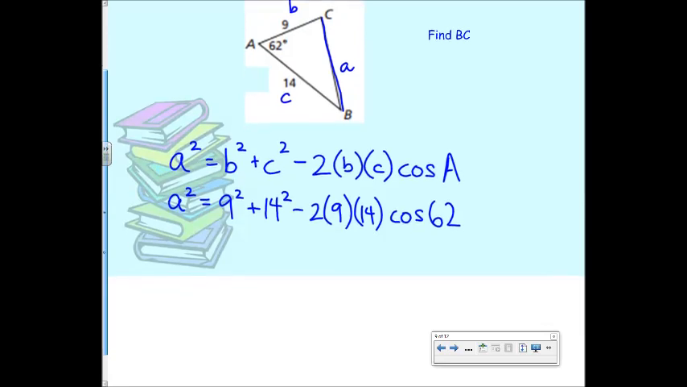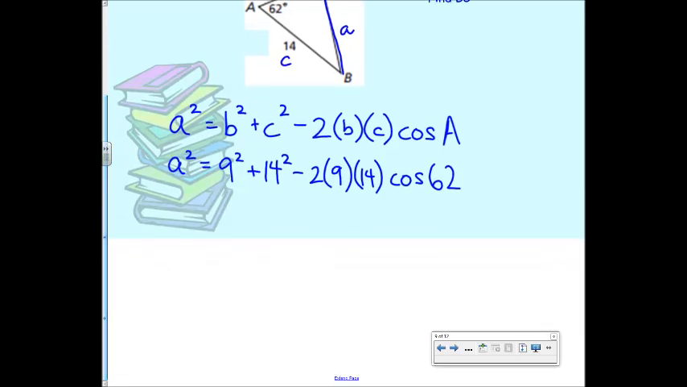Because it's just 3 multiplication problems. So what's 9 squared? What's 14 squared? What's 2 times 9 times 14? 252? Okay, what would we do next? And then will we add up 81 and 196 and then subtract? You would add these, but you can't subtract this until you do what? You got to do the multiplication.